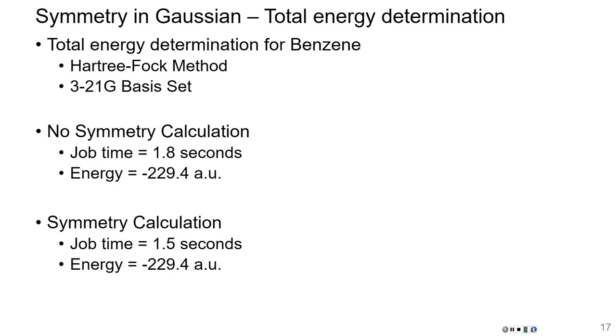I just did the total energy calculation using Hartree-Fock for benzene, with the 3-21G basis set. With no symmetry considered, the calculation took 1.8 seconds. With symmetry, it took 1.5. Once again, not very impressive. However, if one were to do a more rigorous computation, this would become more useful.